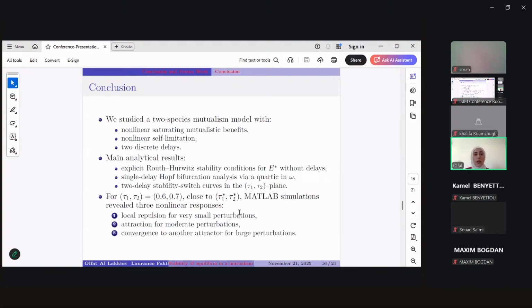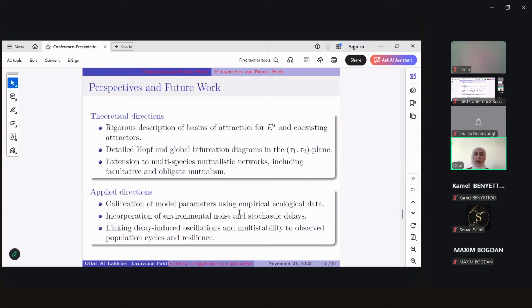As a conclusion, I will summarize key findings: delay-dependent stability conditions, the emergence of Hopf bifurcation, and the 3 distinct nonlinear responses. Delay significantly shapes the system's behavior. Finally, our future work will include studying basins of attraction, constructing global bifurcation diagrams, and extending the model to more species.